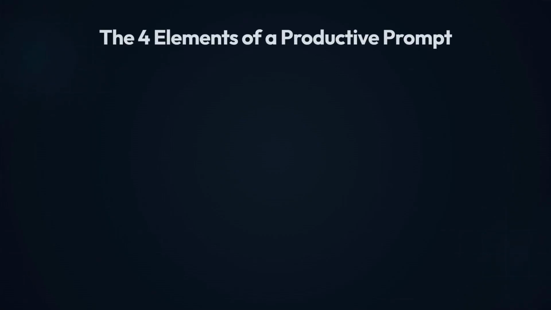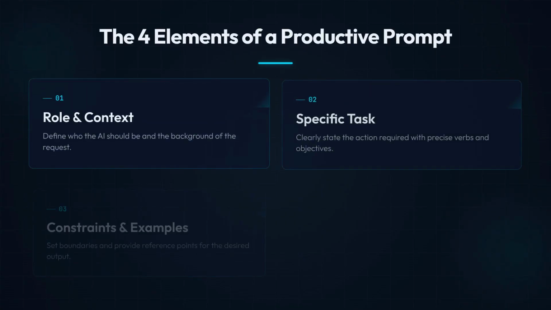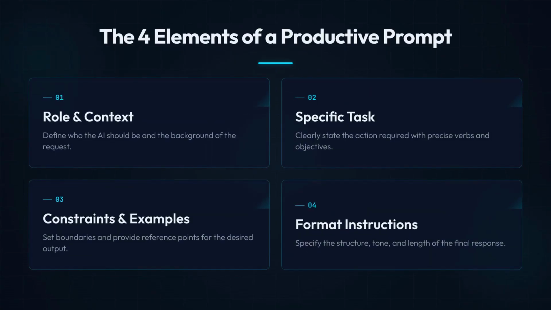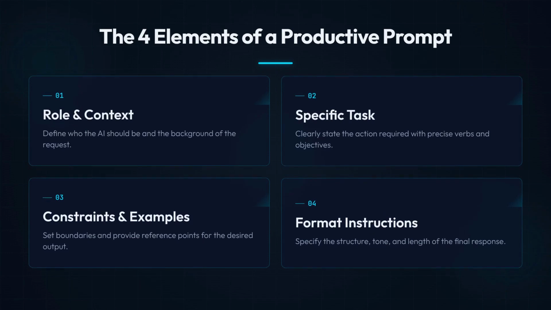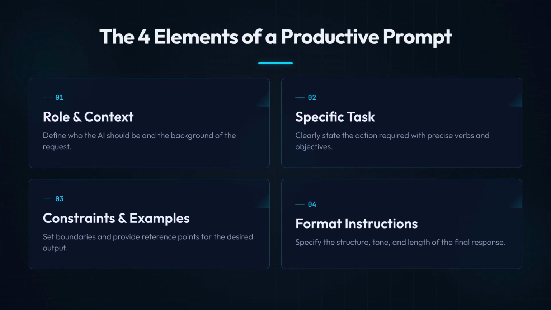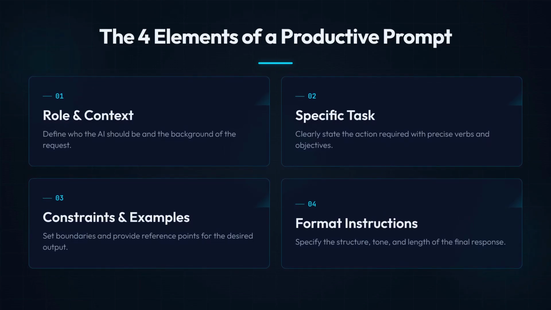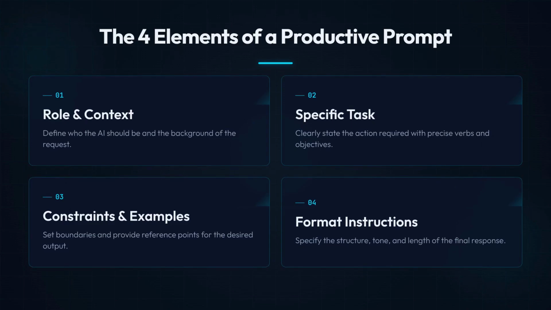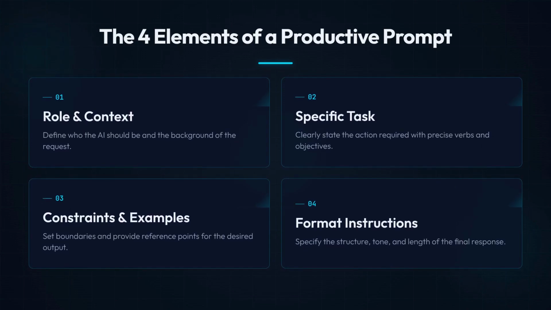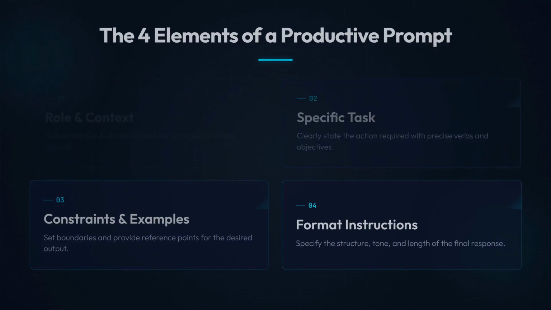Researchers and practitioners who study human-AI interaction, including guidance published by OpenAI and Anthropic themselves in their own prompting documentation, tend to converge on a handful of elements that separate vague prompts from productive ones. I've distilled this down to 4 things I want you to build into basically every prompt you write from now on. Number 1, role and context. Tell the AI who it's talking to and what situation it's in.